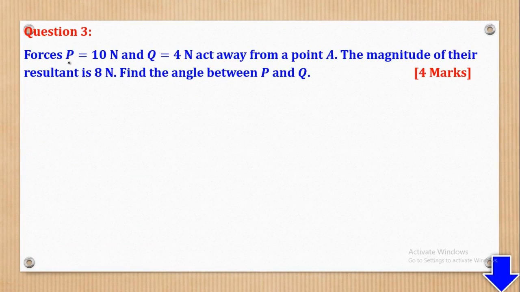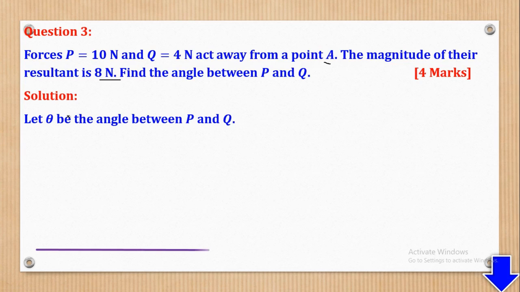Question 3 says that P equal to 10 newtons and Q equal to 4 newtons act away from a point A. The magnitude of their resultant is 8 newtons. Find the angle between P and Q. So the first thing to do, we are going to first draw a diagram. So 10 and 4 are separated by an angle theta.